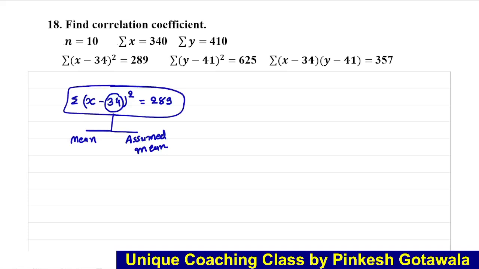So it means, what is the mean of variable x? That is x bar. And what is the assumed mean for variable x? That is a. So it means that this 34 may be x bar or it may be a. Clear? Okay. So whenever you get this type of point, remember this 34 has two possibilities. It may be the mean or the assumed mean.